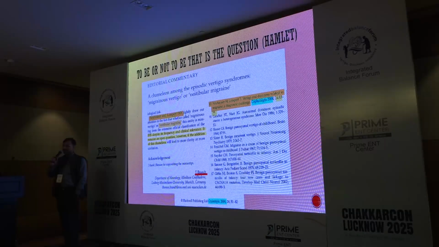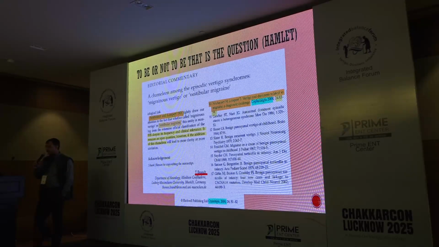Many of you have read Hamlet. To be or not to be, that is the question. In 2004, Lempert stated that the entity vestibular migraine was missing in the International Headache Society classification. Brandt made a comment in the same section of Cephalalgia 2004, and it is prophetic today. He was worried that the addition of this chameleon may lead to more confusion than clarity.